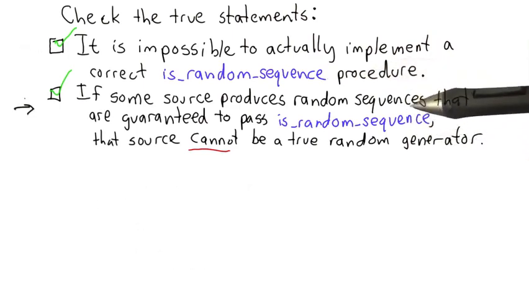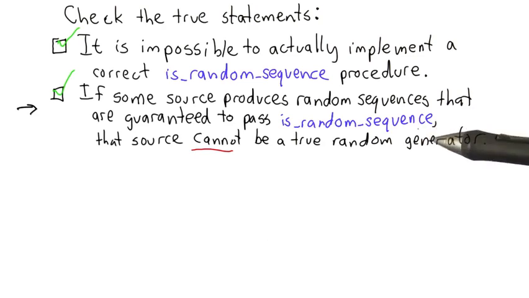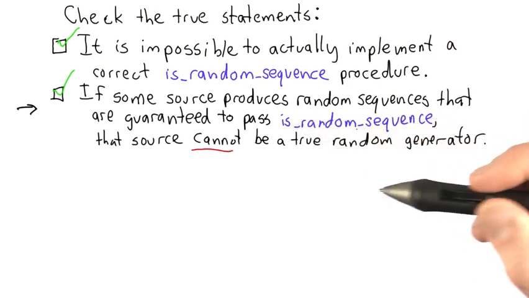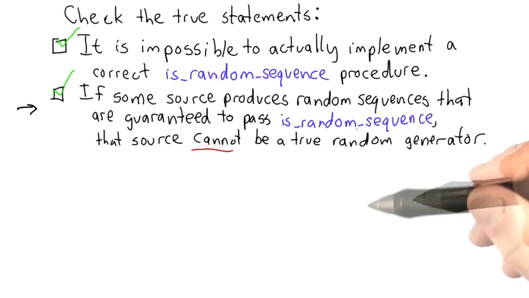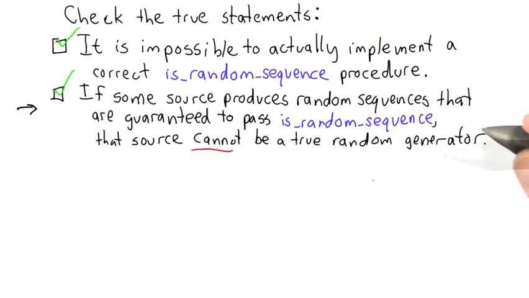The second statement is also true. This result is a bit counterintuitive. The reason that this is a true statement is that any true random number generator must eventually produce sequences that fail isRandomSequence. Presumably, isRandomSequence would fail, for example, a sequence of 20 zeros, but a true random number generator would eventually produce that sequence. And this further shows the impossibility of having an isRandomSequence procedure.